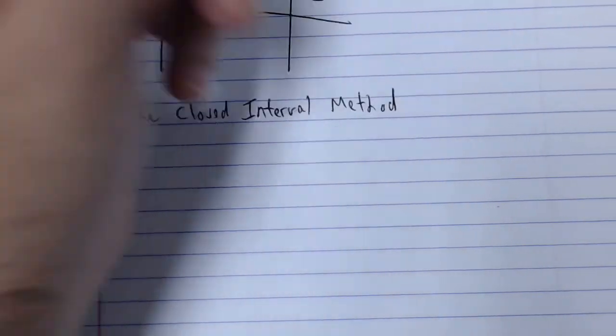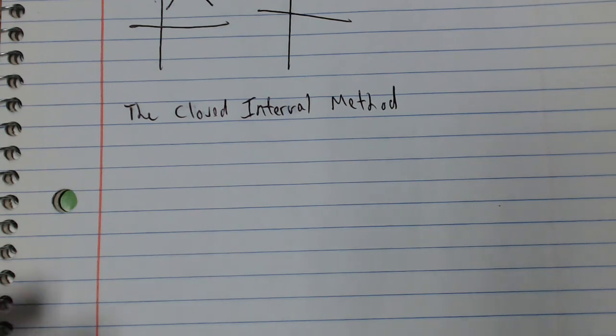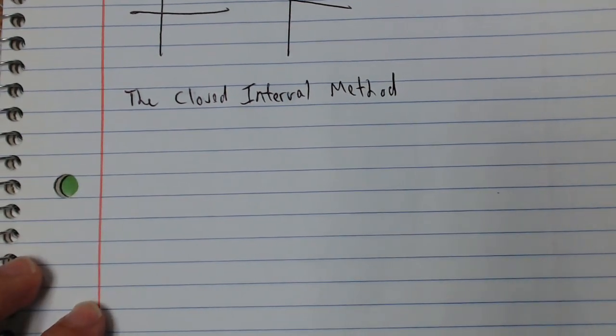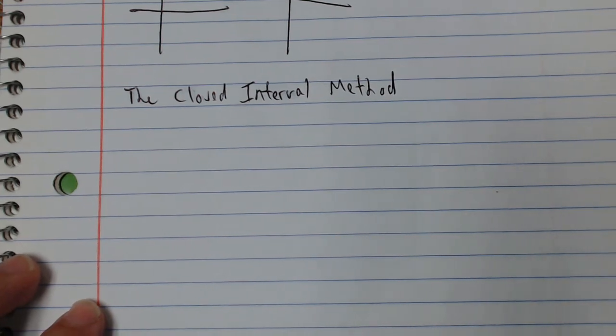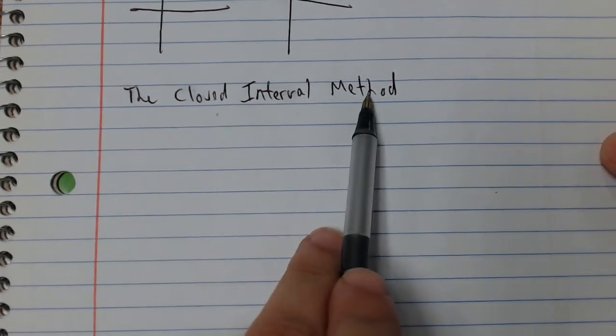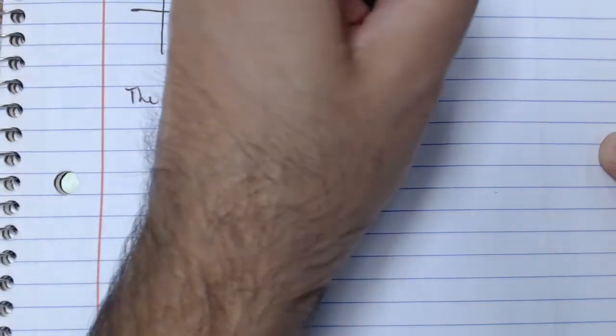So the closed interval method basically is a method that allows us to find absolute maxes and mins of any function on a closed interval. So remember, obviously, you have to be given a closed interval. So here's what we want to do.